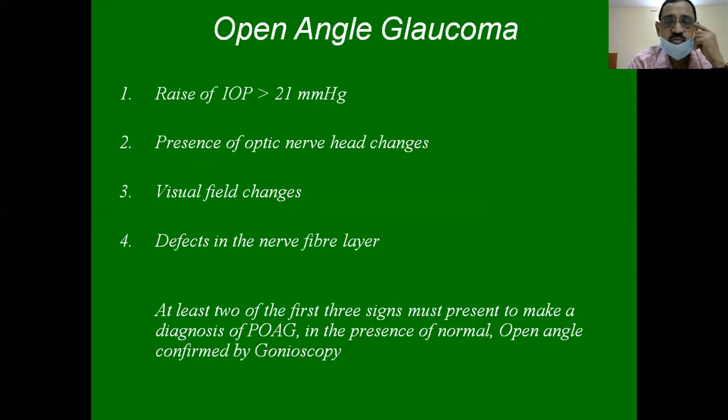So in primary open-angle glaucoma, there is a rise of IOP of more than 21 millimeters of mercury, and presence of optic nerve head changes, visual field changes, and defects in the nerve fiber layer. At least 2 of these 3 signs must be present to make a diagnosis of primary open-angle glaucoma in the presence of a normal open angle confirmed by gonioscopy. You'll have to do a gonioscopy and also the systemic examination. You must exclude any cause for rise in intraocular pressure, gonioscopically or systemic causes.